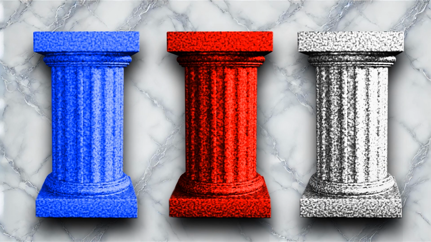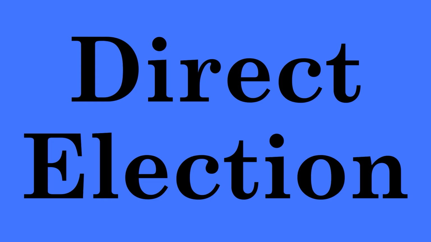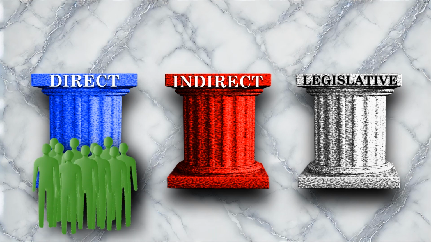To understand why erasing the differences is problematic, it's important to know that there were originally 3 different main election methods under the Constitution: direct, indirect, and legislative elections. We'll briefly go over each kind. First, direct elections are also known as democratic elections because they use a simple popular vote. In a direct election, the people directly elect their representative in government using a popular vote.